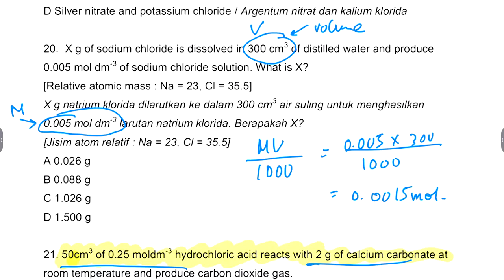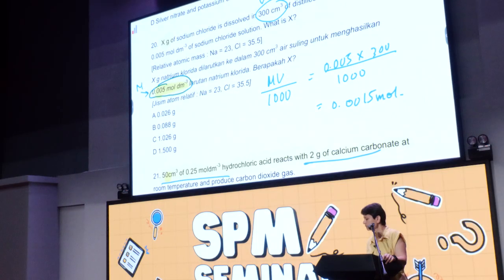Okay. So the question is asking you, berapakah X? So you're looking for mass. Jisim. Kamu sedang cari jisim. Mole is for sodium chloride, yes. The 0.005 is after making the solution, yang 0.005 ialah selepas sudah buat larutan. Syamila, does that answer your question?